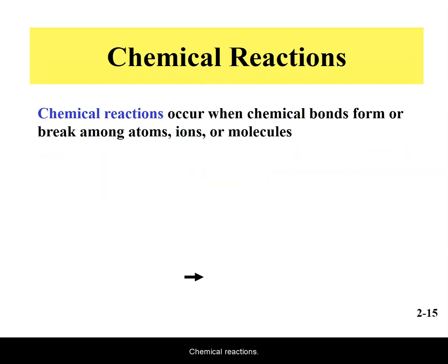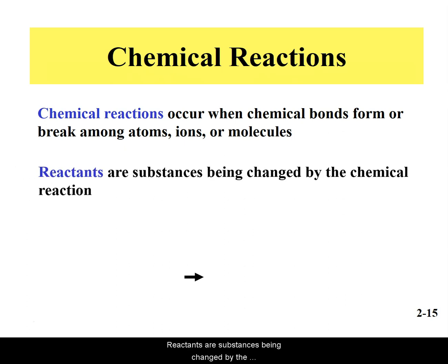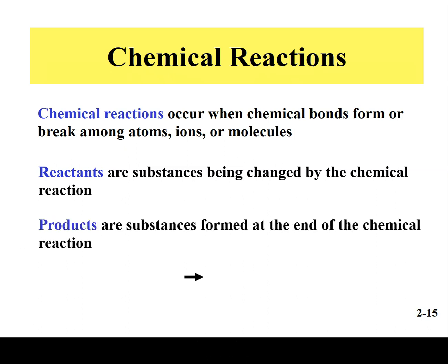Chemical reactions. Chemical reactions occur when chemical bonds form or break among atoms, ions, and molecules. Reactants are substances being changed by the chemical reaction. The products are substances formed at the end of a chemical reaction.